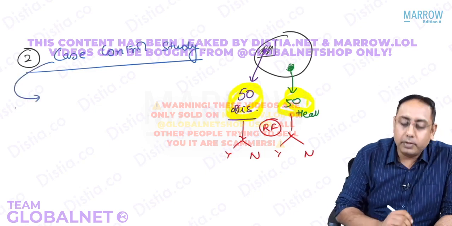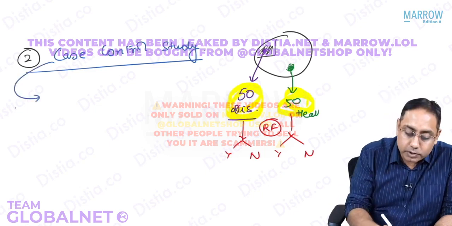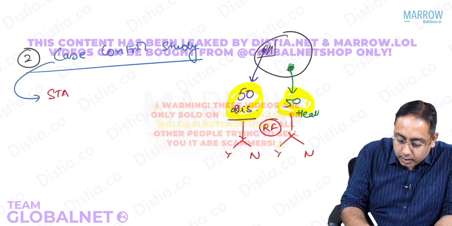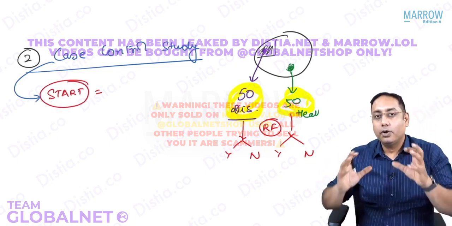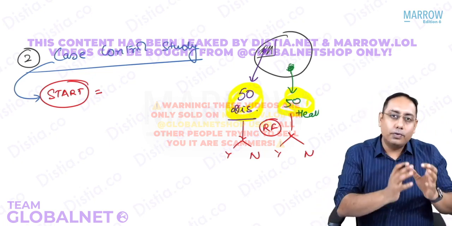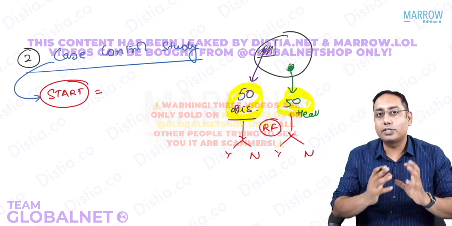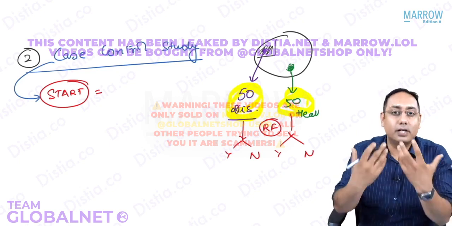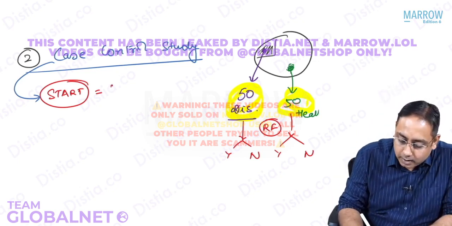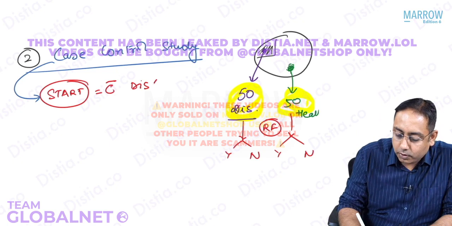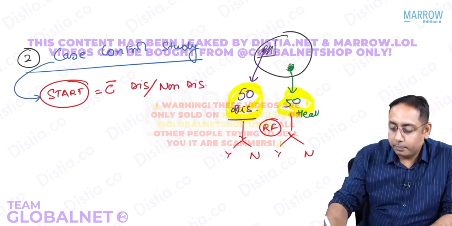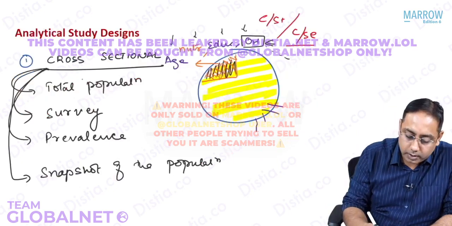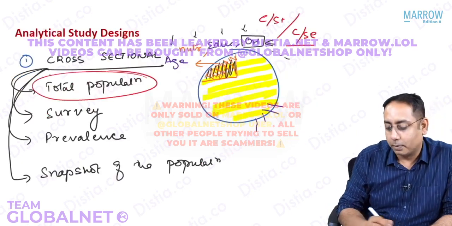Beta, please note, you start your study with what? Focus on the word start. You start your study with the total population, or with the people with disease, or with the people with risk factors? We start our study with people with disease or non-disease. It is different from the cross-section study where you start your study with the total population.